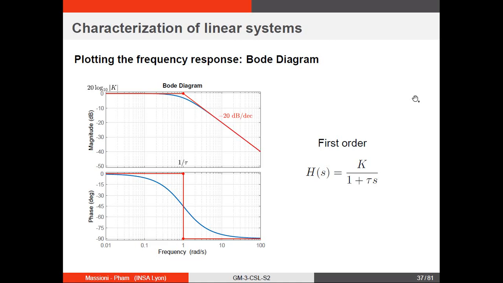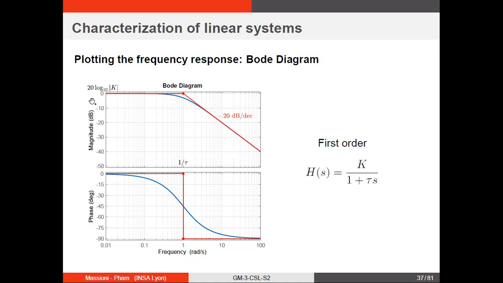So the first example we're going to see is a first order system. H of s is k divided by 1 plus tau s, a typical first order system which we see. And this first order system has a Bode diagram like this. We distinguish two possible ways of plotting it. So the blue line here is the real Bode diagram, the one the computer would plot. But the mnemonic rules I'm going to tell you about rely on what we call the asymptotic Bode diagram.